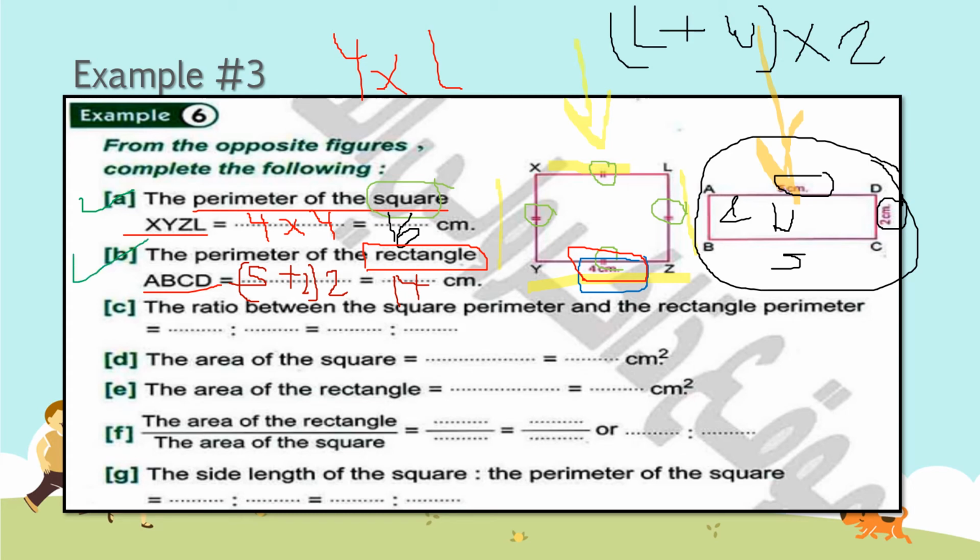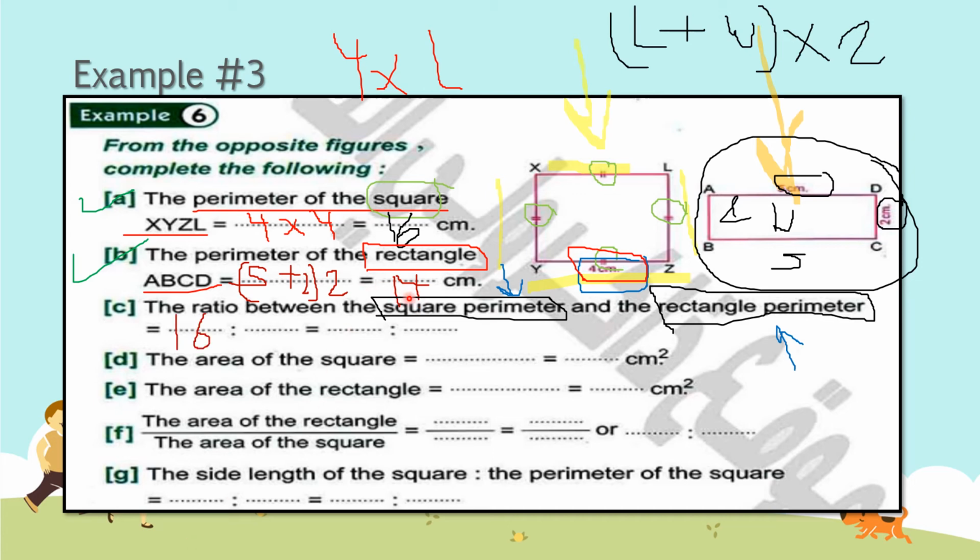Good. So now we need the ratio between the square perimeter and the rectangle perimeter. So we need the ratio between them. So here, what is the first term, guys? The first term here is absolutely the square perimeter, because it is the first one, so this is the antecedent, and the consequent is the rectangle perimeter. So we're going to put the antecedent first, which is the perimeter of the square, which, as you can see here, is 16. So we're going to write 16 here.